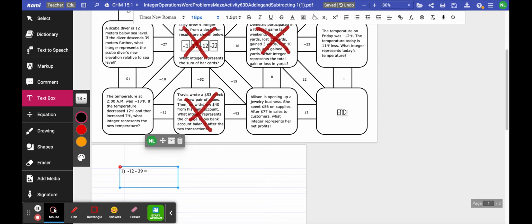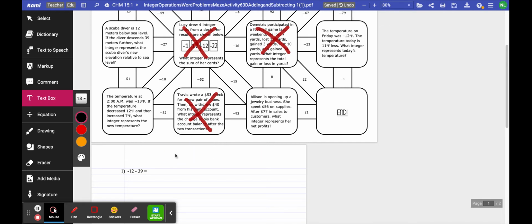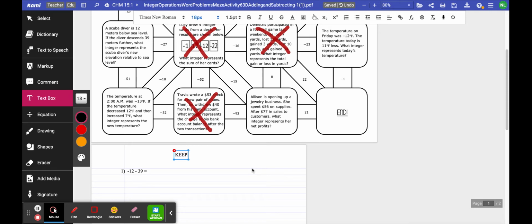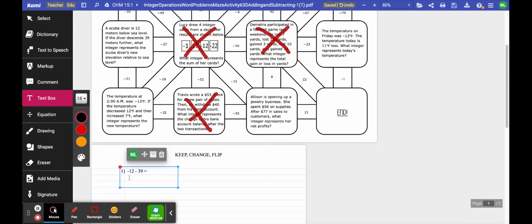If you're like me, you're going to want to create an addition problem because it's just a lot easier to look at. So when we're doing that, we're going to keep it, change it, flip it. And I'm actually going to make that note at the top. Keep, change, flip. That kind of gives me a little note of what I need to do.